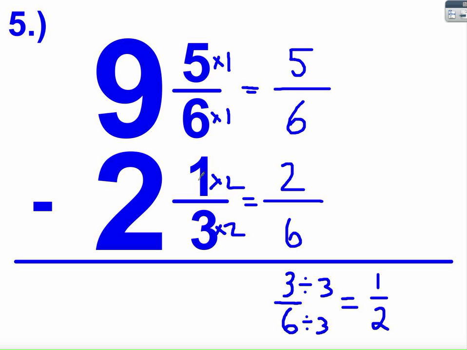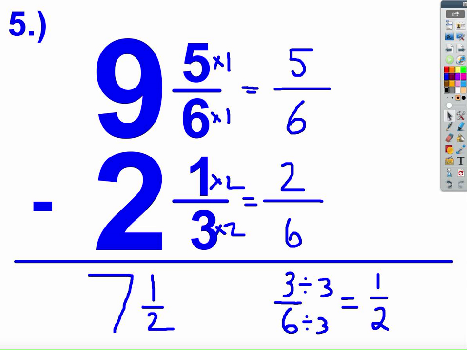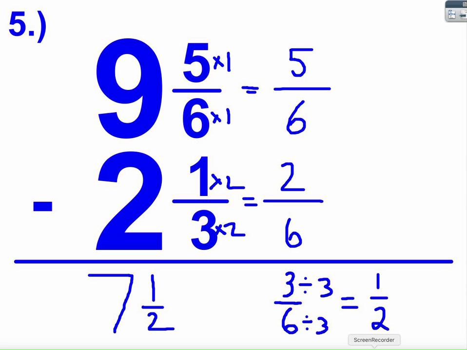That's my fraction column. Now we can't forget about our whole numbers over here. So I have an easy subtraction problem, 9 minus 2, that's 7. And then I add on my fraction column, 1/2. So 9 5/6 minus 2 1/3 equals 7 1/2. That's how you add and subtract mixed numbers. And don't forget to reduce and fix your improper fractions.